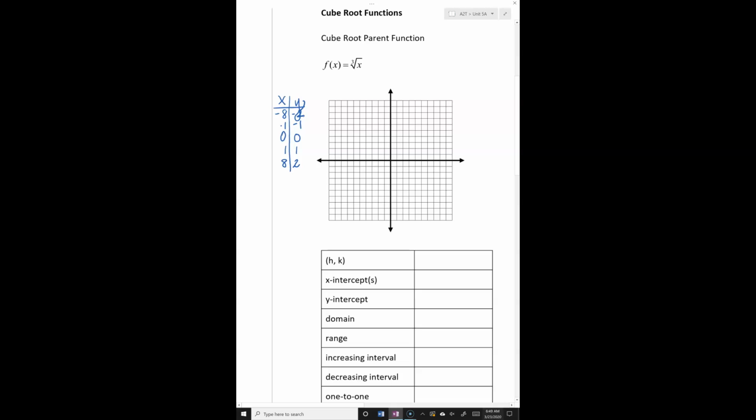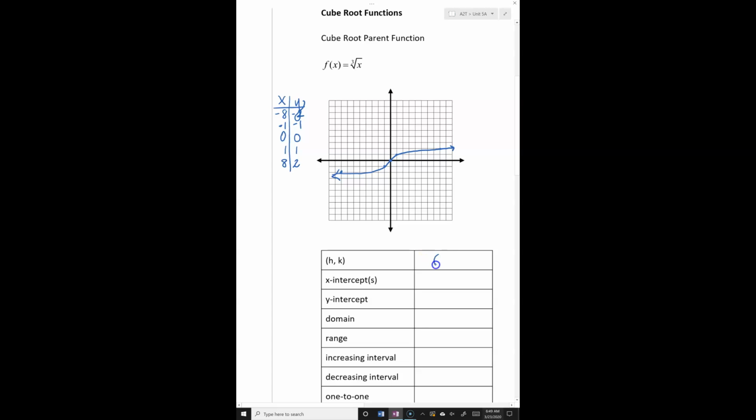So those are our 5 parent function points. They are, in case you noticed, switched from the cube function, which makes sense because they are inverse functions. And what do we know about inverse functions? Their x and y values switch. So now you're getting to see it in action. Pretty fancy. Okay, so as we graph, we're going to see that it is curvy. It is reflected across y equals x from its inverse function.